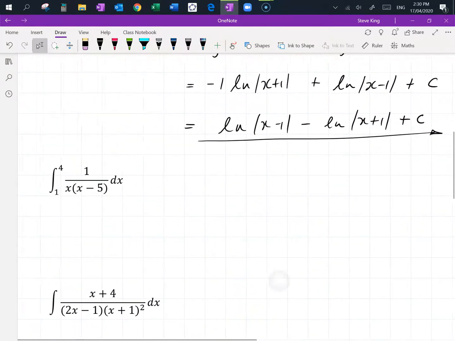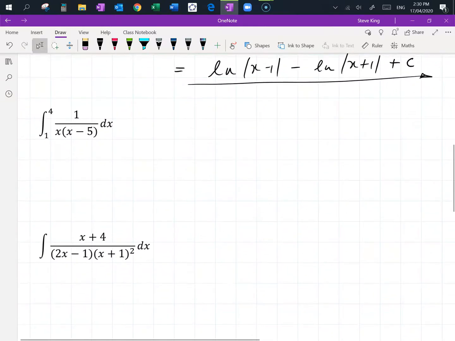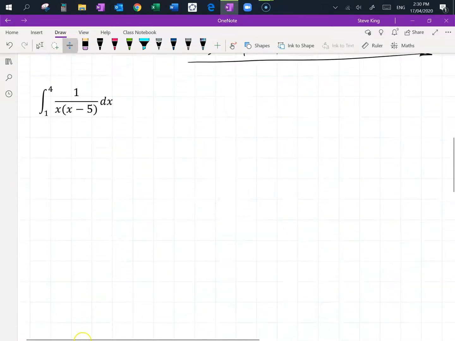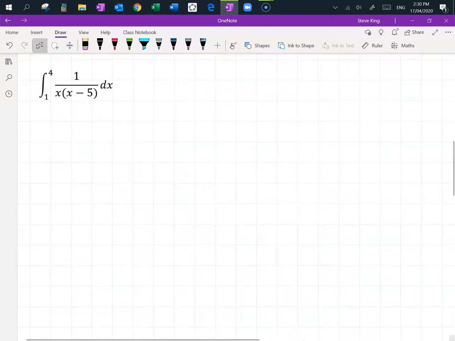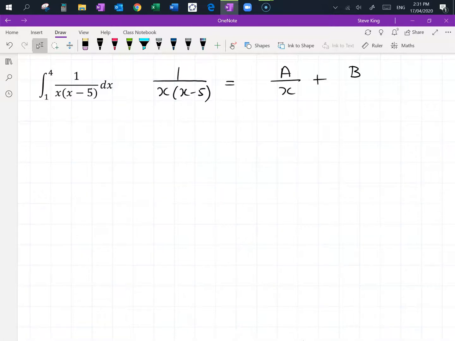Obviously, the partial fractions can be more complicated than that, so if we take a look at this example here. This is an example of a definite integral, but it's going to follow the same sort of process. So once again, I'm going to look at my function 1 over x brackets x minus 5. I'm going to write that as a over x plus b over x minus 5.